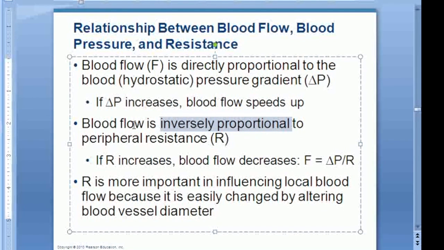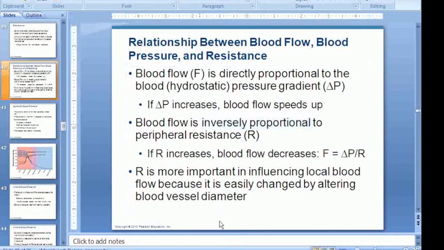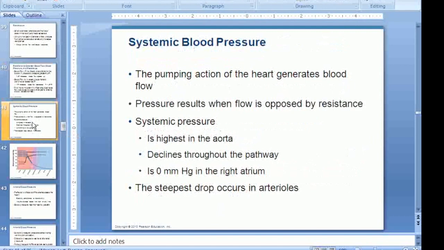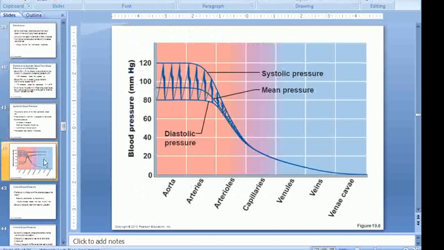Flow is opposite to the resistance. If the resistance goes up, the flow goes down. I don't know, does that make sense? If you make it harder to move, it's going to slow it down? That just makes sense. When flow is opposed by resistance, we get pressure. Okay, I can comprehend that.